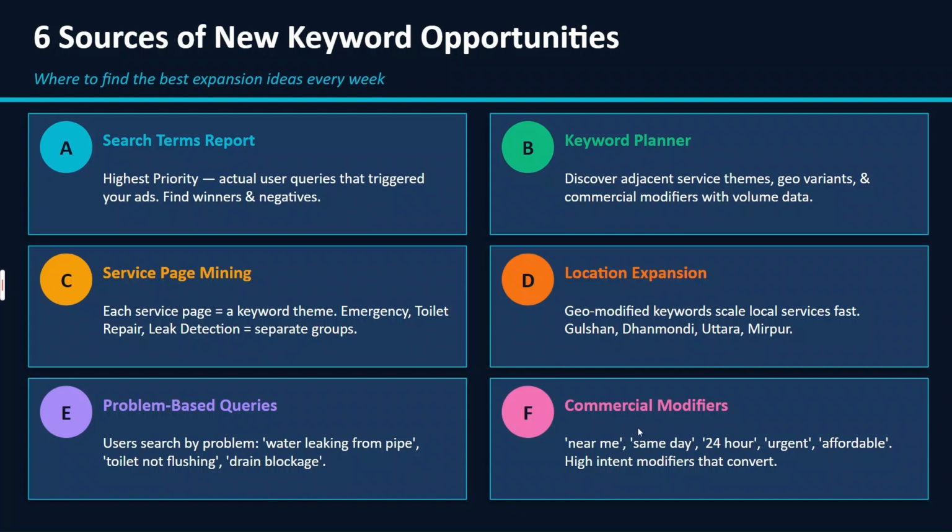And at last is commercial modifiers. Words like near me, same day, 24-hour, urgent, affordable. These modifiers change the basic search into a high-intent one. So adding them to your existing keywords can open up new traffic.